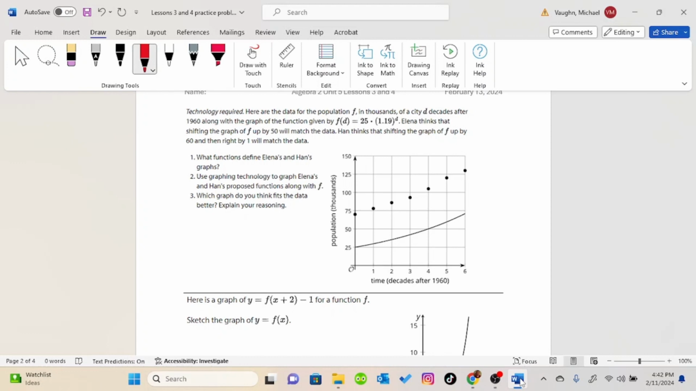Here are the data for the population F in thousands of a city D decades after 1960, along with the graph of the function given by f of d equals 25 times 1.19 to the power of d. So the individual points are the data for the population. The solid line is the graph of function f.